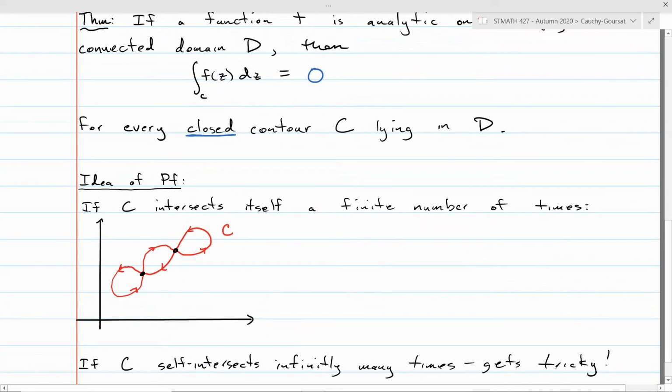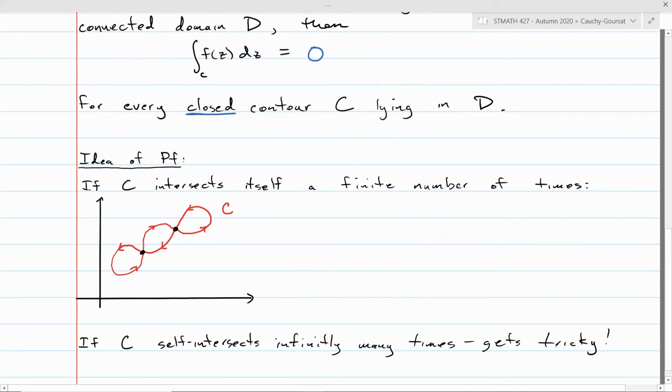But if the curve only self-intersects a finite number of times, like I have in this picture here, then the idea of the proof would be something like: if it self-intersected a finite number of times, then you could break the entire loop up into a number of pieces, let's say C1, C2, C3 in this picture, and each of those pieces are simple closed curves. And so then the integral along C of our function f(z) dz, where f is analytic on the entire domain that contains C. So that means that f is definitely analytic on each of these curves, C1, C2, C3, and inside of them.